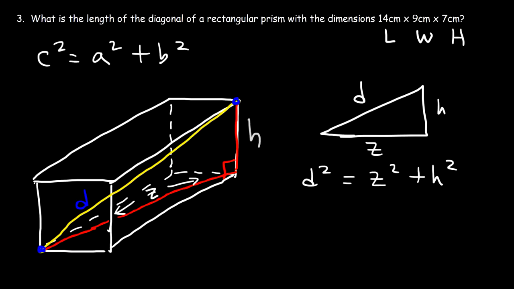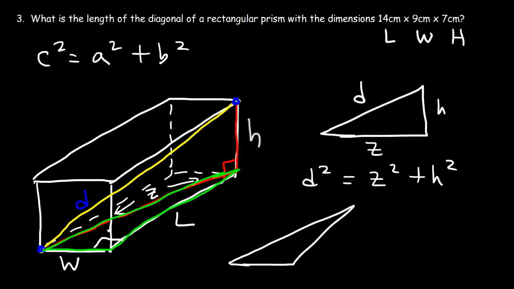Now, notice that there's another diagonal that we could focus on. I'm going to highlight it in green. So this is Z as we mentioned before, but notice that we could form another right triangle where the hypotenuse is right here. So this is L and this is W. So for that second triangle, which looks like this, we have a hypotenuse of Z, we have the width and the length. So therefore, using the Pythagorean theorem, Z squared is equal to L squared plus W squared.